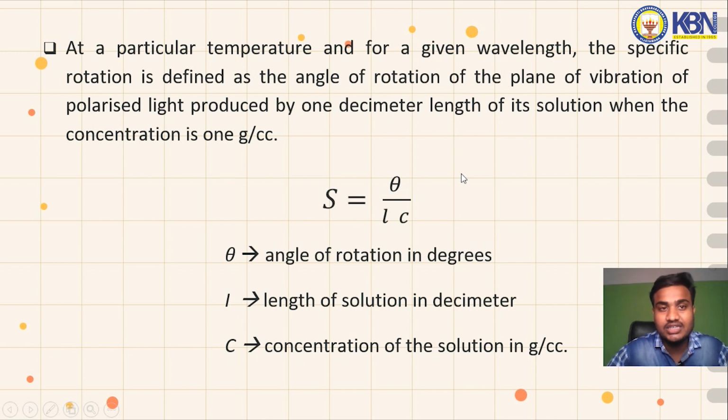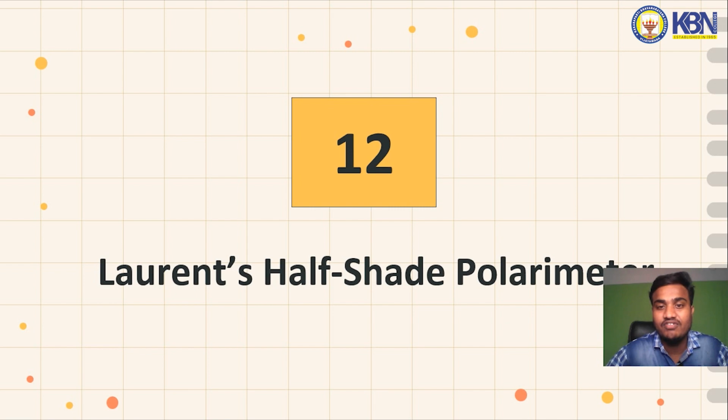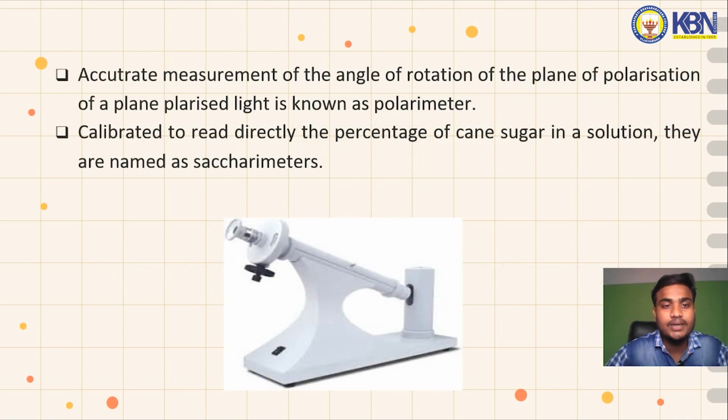With this, we are going to see how a Lorentz half-shade polarimeter will work. The Lorentz half-shade polarimeter is used to find the accurate measurement of the angle of rotation, theta, of the plane of polarization of a plane polarized light. Also, when calibrated to read directly the percentage of cane sugar in a solution or the strength of a sugarcane solution, they are named saccharimeters.